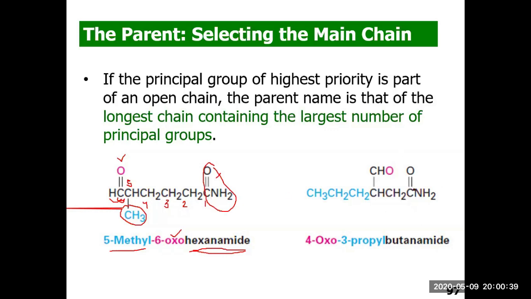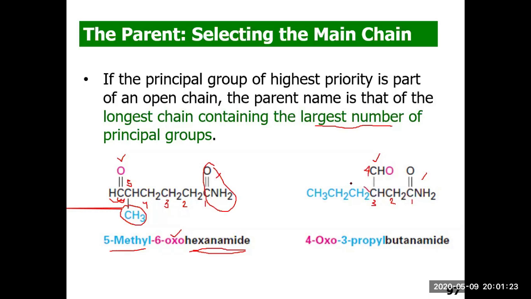Now, let's try to consider this molecule. Again, we have here the amide group and we have the aldehyde group. The amide group is higher priority than the aldehyde group, so this is the principal group of the molecule. Now, if I select the parent chain, then I should remember that the parent chain should be the longest chain, but at the same time, it should contain the largest number of principal groups. So if I number this chain, I will start numbering from this carbon as number 1, this is number 2, number 3, and number 4.